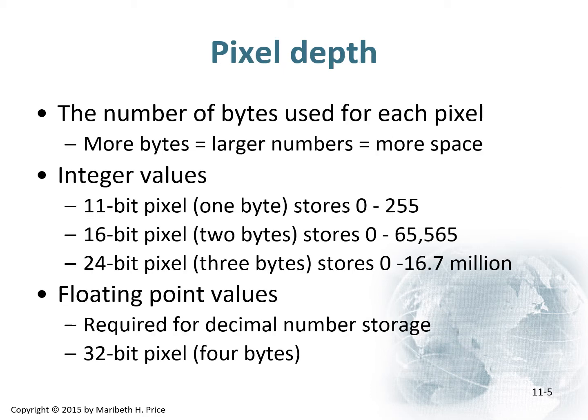We talk about pixel depth, the number of bytes used for each pixel. More bytes means larger numbers, means more space. When we look at integers, like we were talking about on the previous page, 8-bit, 0 to 255, 16-bit, up to 65,000, 24-bit, 16 million. Floating point, if you're going to have decimals, that's what you have to have. 32-bit pixels is basically 4 bytes.